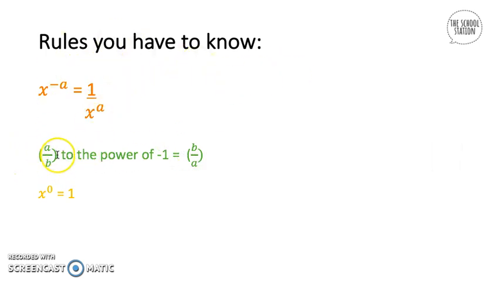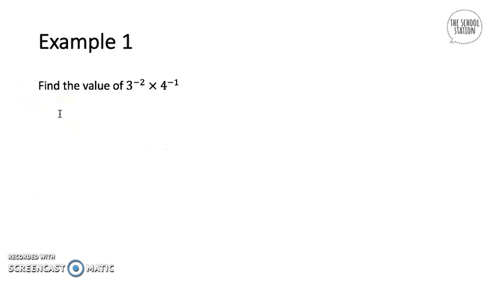We are going to be looking at some more rules throughout the examples, but another one is that a over b in brackets to the power of minus 1 turns into b over a. So if you have a half in brackets to the power of minus 1, it becomes 2 over 1. That is how simple it is. You just have to remember these rules. And the third rule is x to the power of 0 is equal to 1. Any number to the power of 0 is always going to be 1.